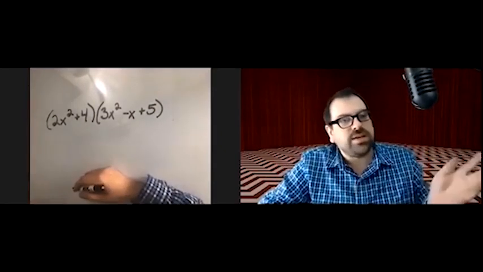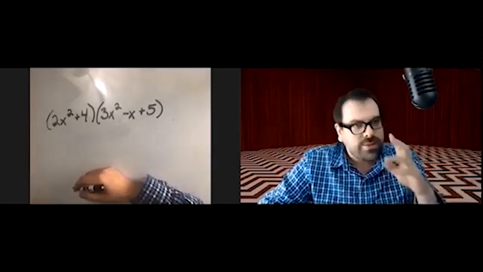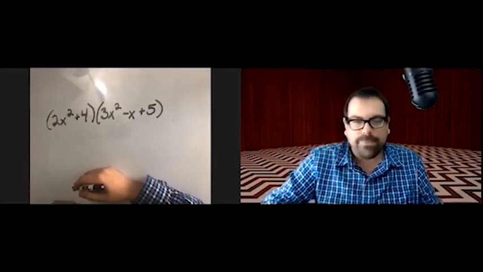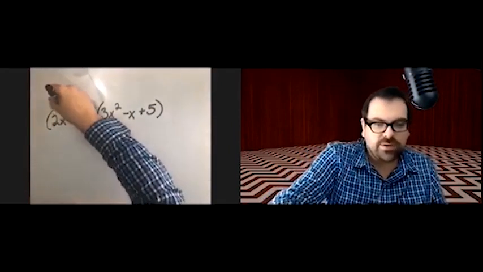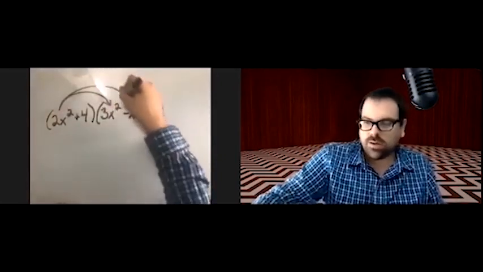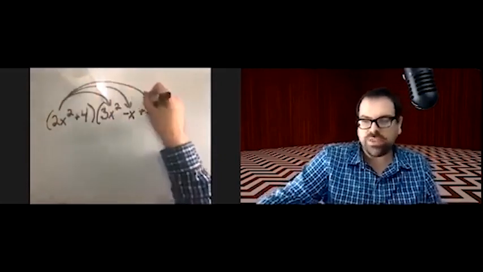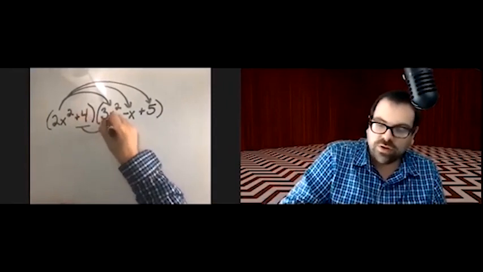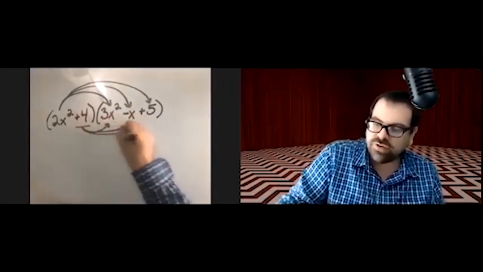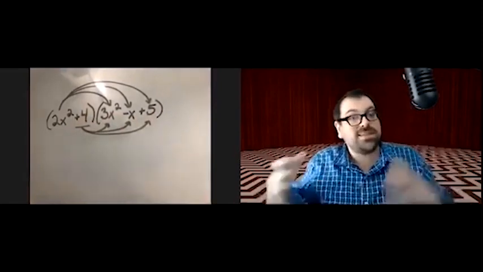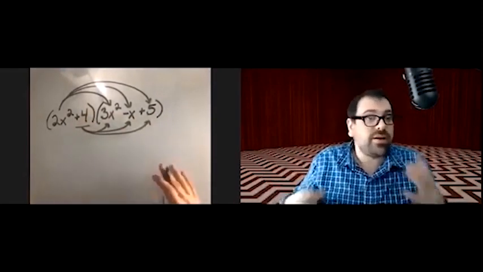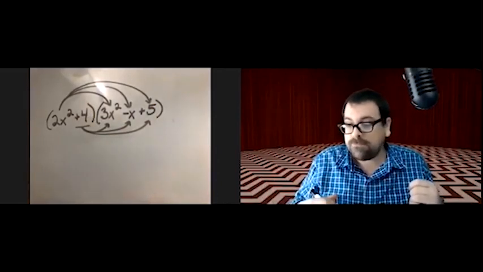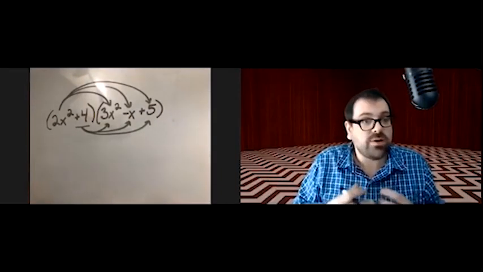It means we take the first thing and multiply it by everything in the second. Take the second thing, everything in the second. So here we could take the 2x squared and multiply it by each of the 3 terms. We can take the positive 4, multiply it by each of the 3 terms. That'll give us 6 things added or subtracted together, depending on whether they were positive or negative. And then we combine our like terms and we'll get our answer.